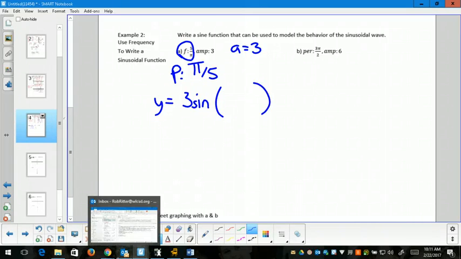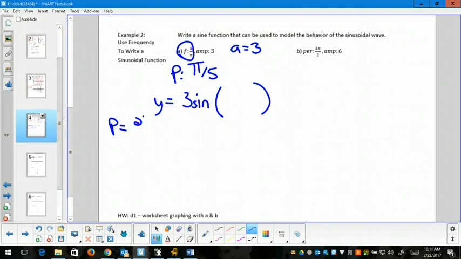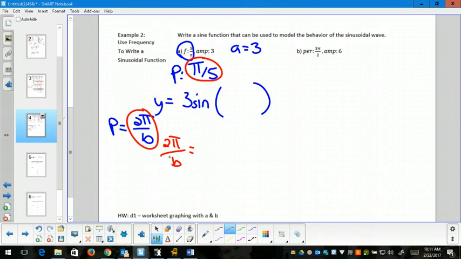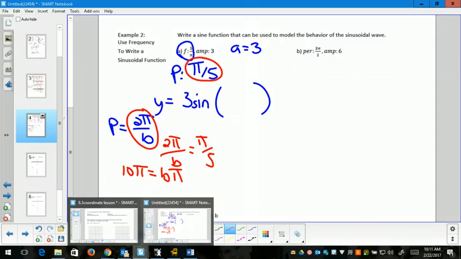Okay. Well, there's a relationship between how we calculate the period. The period is calculated by 2 pi over b. Well, I already know the period is pi over 5. So I can use these two ratios to set up a proportion and figure out what b is. If 2 pi over b, in this case, is equivalent to pi over 5, I'm just going to cross multiply. 10 pi equals b pi. Guess what b is? 10.